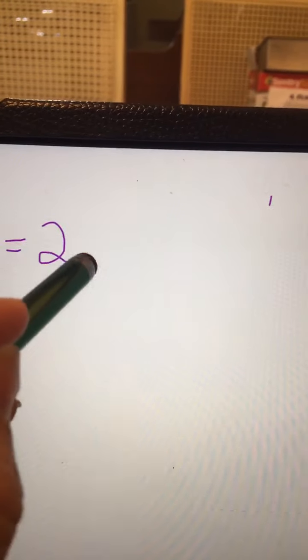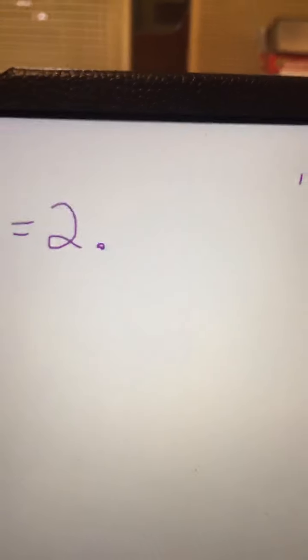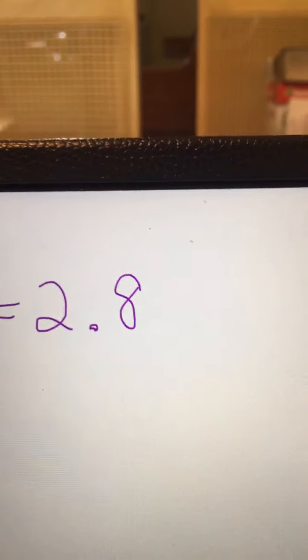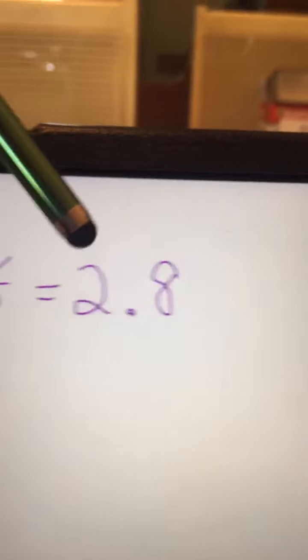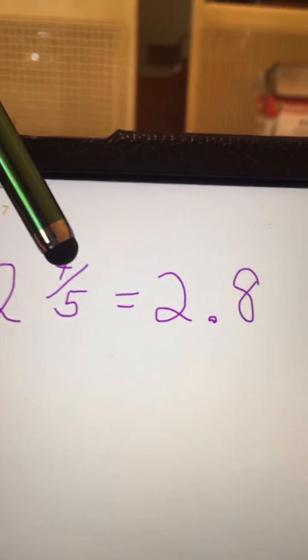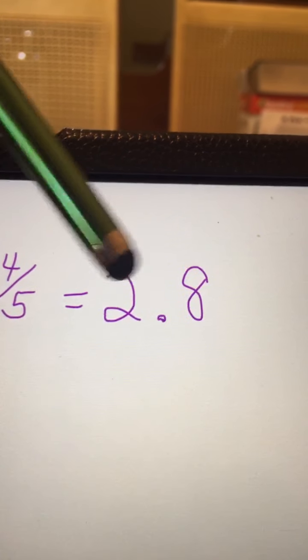We have 2 wholes, so that's written like that. And 4/5. Go ahead and divide that. 4 divided by 5, because as we learned a couple days ago, when we take a fraction and make it into a decimal, we just divide our top number by the denominator. So what did you come up with? You should have come up with 0.8. So we have 2 from here, and the 4/5 was 0.8. Okay, so we have 2.8.